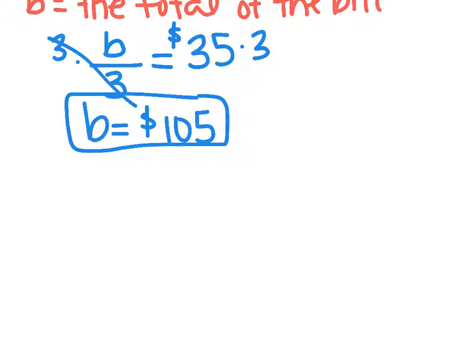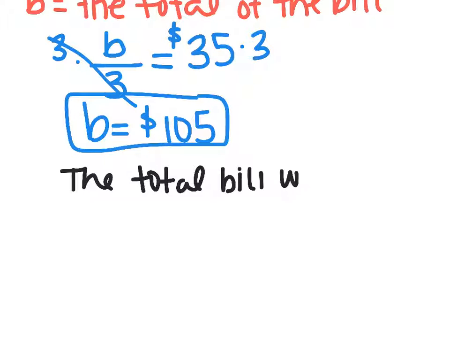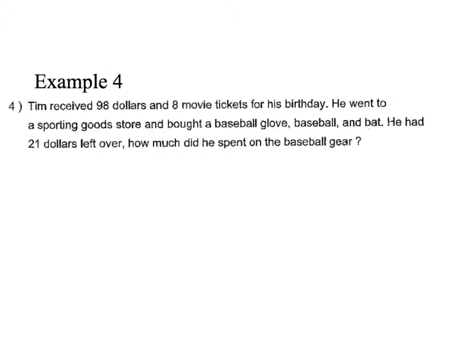All right. So let's write our answer as a sentence. So B was 105, but it was also the total bill. The total bill was $105. So once you define your variable, then your sentence matches up with what your variable is defined as. All right, last example.